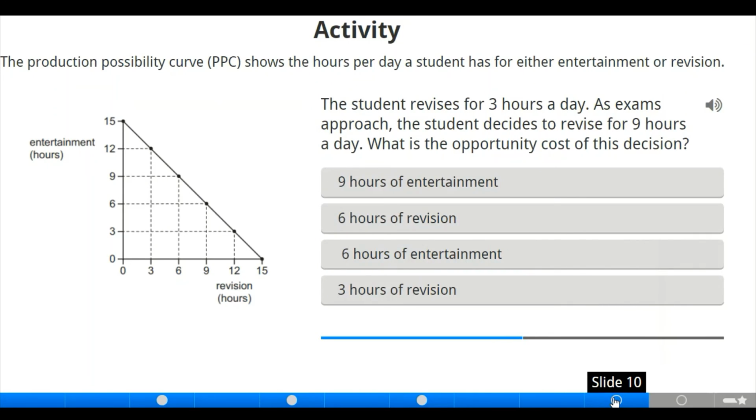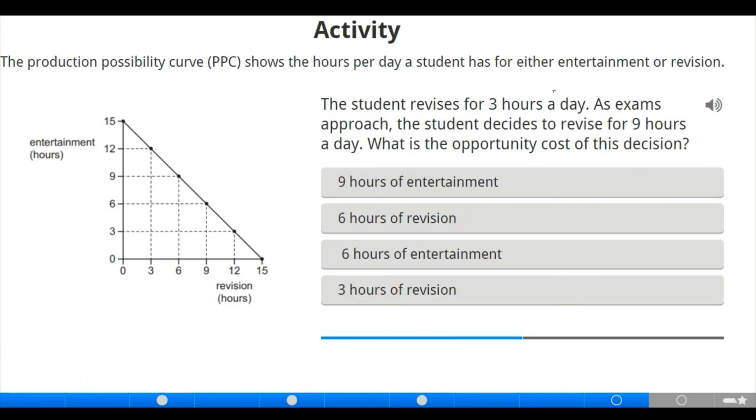Let's solve. The production possibility curve shows the hours per day a student has for either entertainment or revision. I think this one is combined with the opportunity cost we have discussed earlier. Now we have this as our diagram. Here we have the PPC curve. The student revises for 3 hours a day. As exams approach, the student decides to revise for 9 hours a day. What is the opportunity cost of this decision?